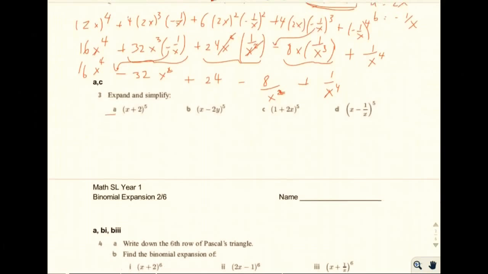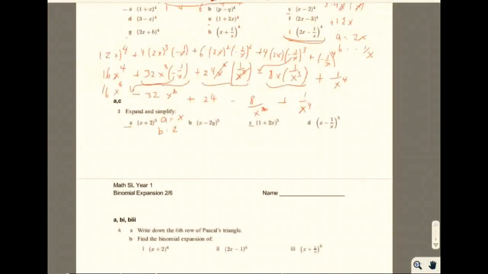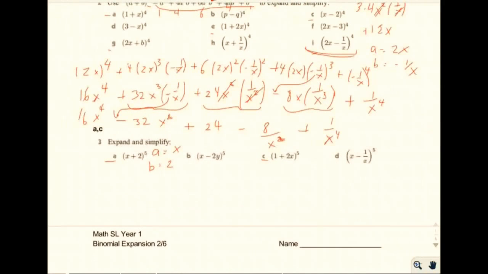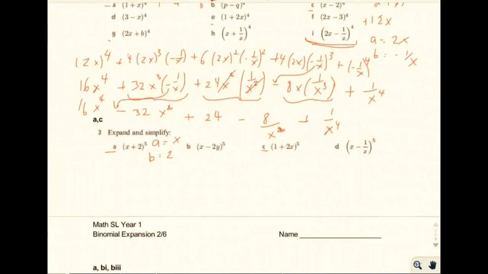Now we'll do A and C here. Expand and simplify. You don't have to do all of these. Just do enough so that you're confident that you can do the quiz and the test. Now remember, for 5, you could just do Pascal's triangle to get the coefficients. Remember, 4 was 1, 4, 6, 4, 1. I think 5 has a 10 in it. Yeah, it's 1, 5, 10, 10, 5, 1.